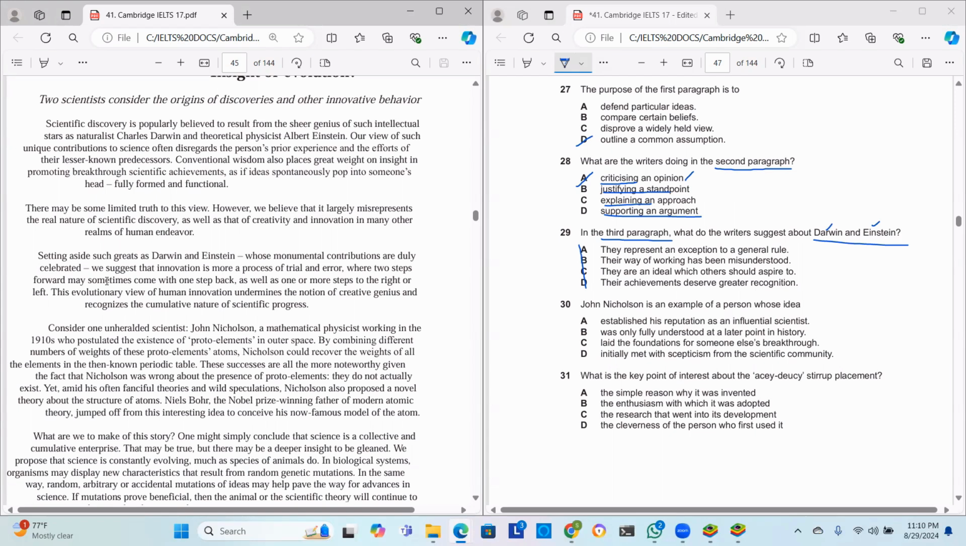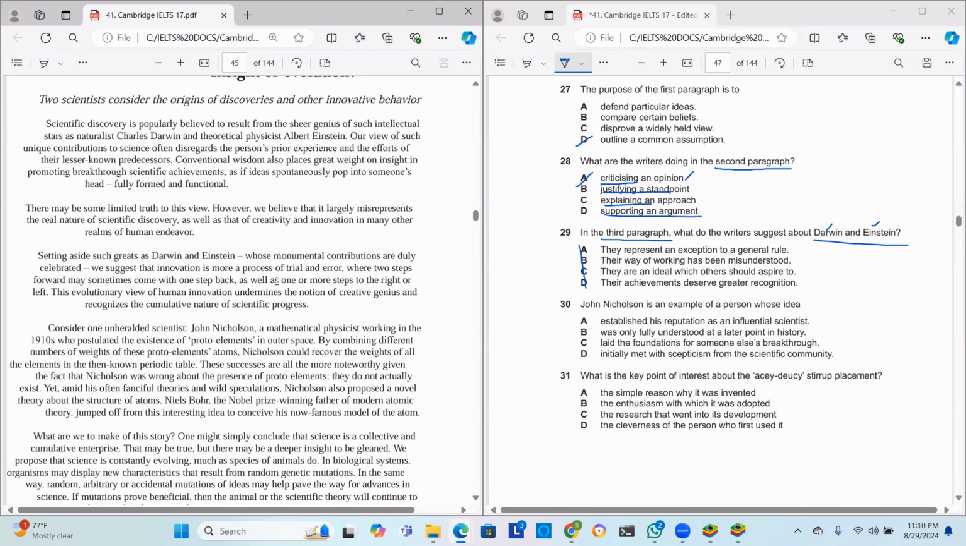Now, what is he saying in paragraph 3? So he's talking about setting aside. Setting aside means he just wants to keep aside these two guys. He's not talking about Darwin and Einstein, because setting aside means he's excepting, right? Except these guys. What do you mean by setting aside greats such as Darwin and Einstein? It means except Darwin and Einstein, he's talking about other cases now, whose monumental contributions are duly celebrated.